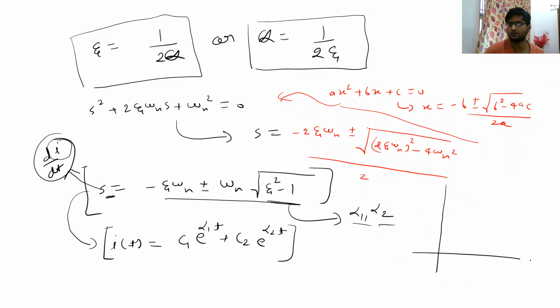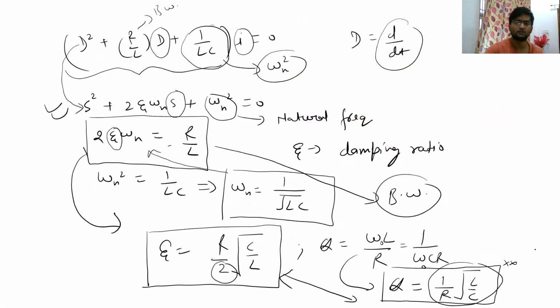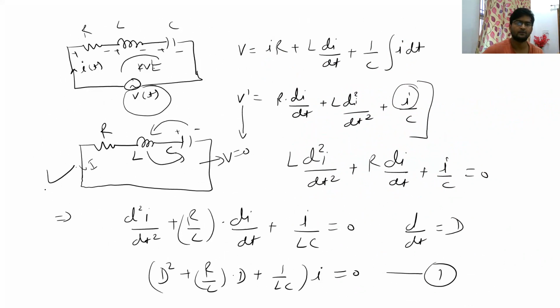So the current response of this particular source-free circuit, because I have removed the source, remember here we are talking about this circuit, I have initially charged either the capacitor or the inductor and then left the circuit to respond on its own. So obviously it will be maximum, and due to this resistance some energy will keep dissipating in the form of heat and the current will decrease.